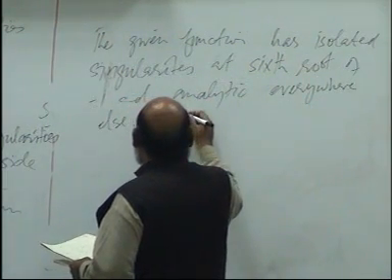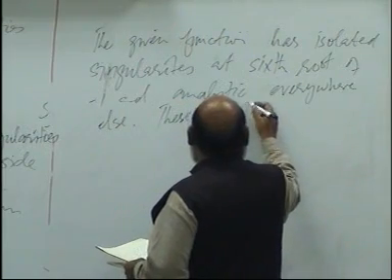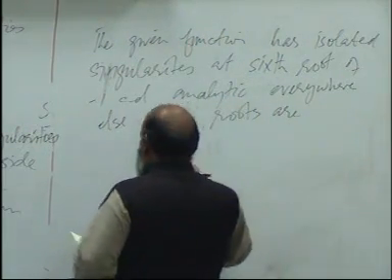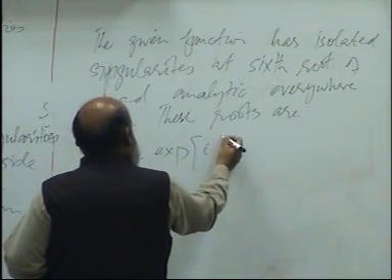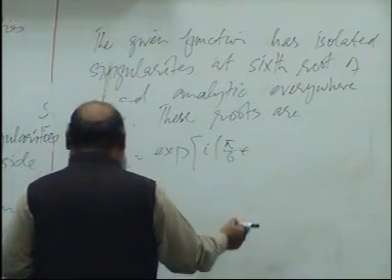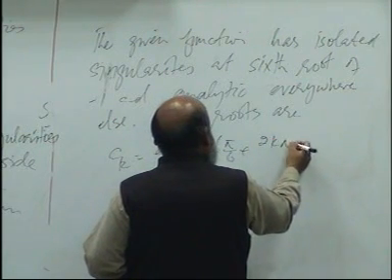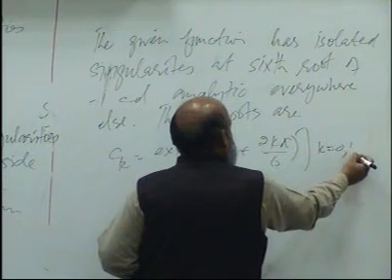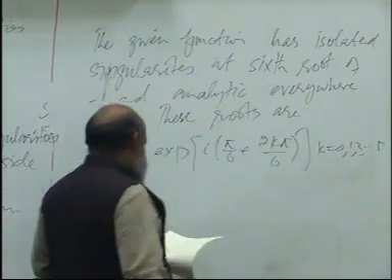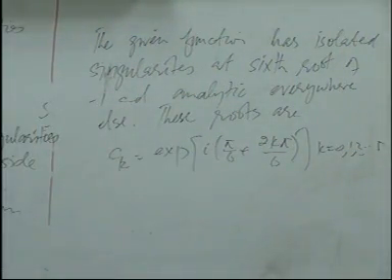These roots are C_k = e^(iπ/6 + 2kπ/6), where k varies from 0, 1, 2 up to 5. These are the 6 roots.